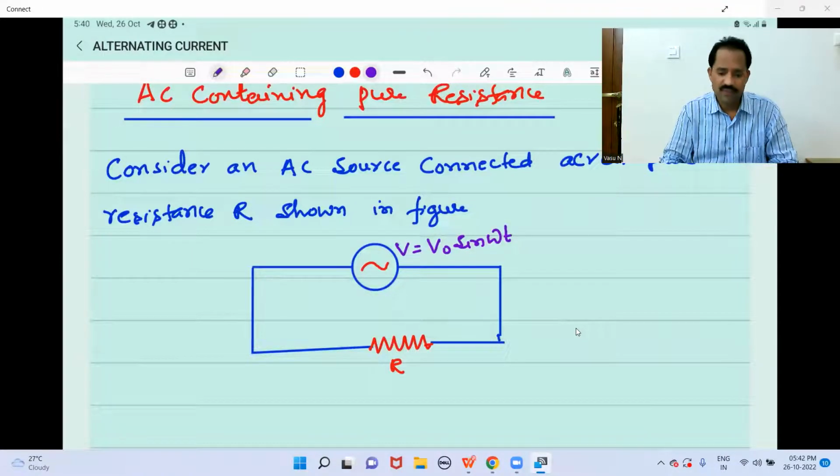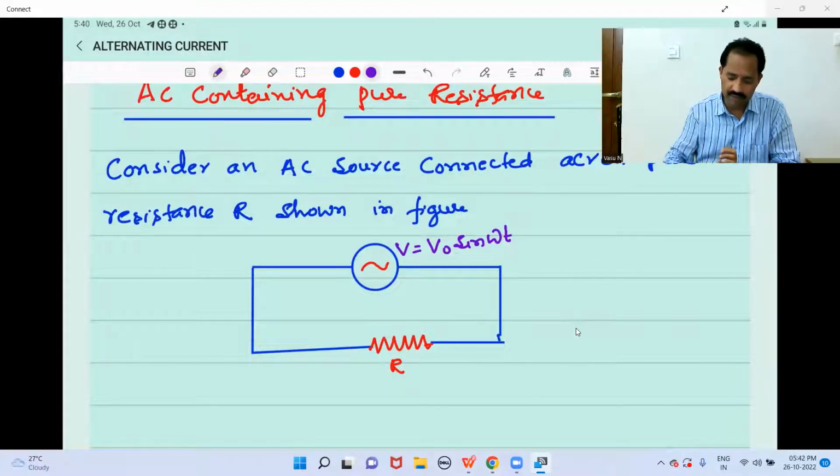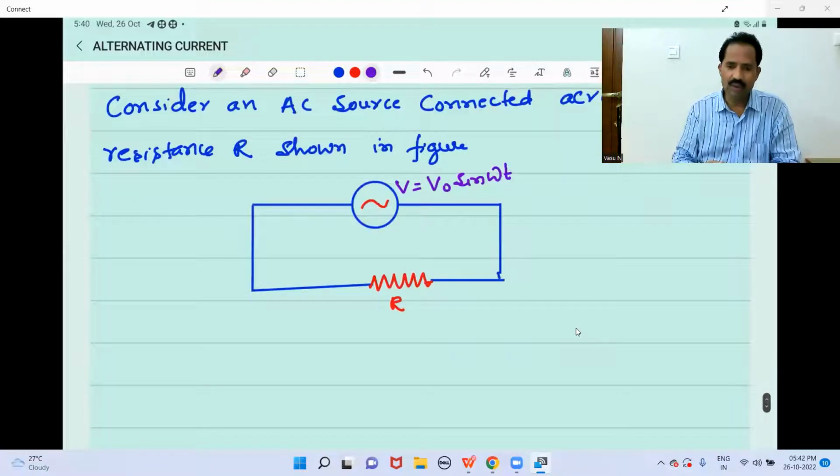Now just consider this diagram. Consider an AC source connected across a pure resistance as shown in figure. Okay, diagram ನೋಡ್ತಾ ಇದೀರಿ ಮಕ್ಕಳ.